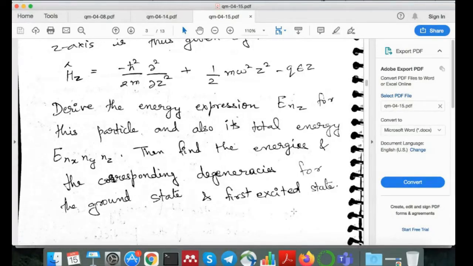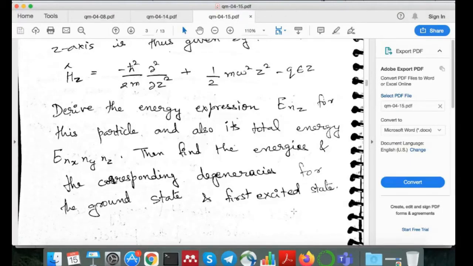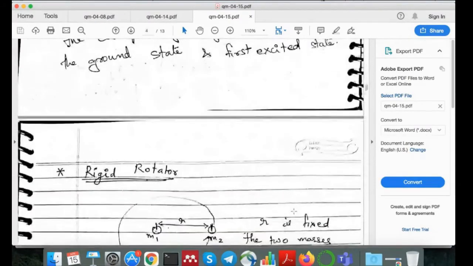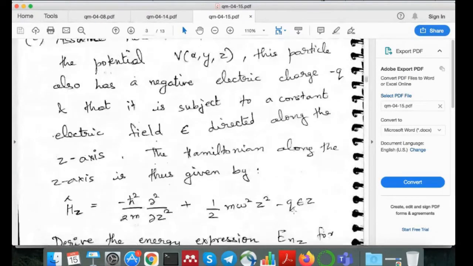So this problem will just show you how to combine two different potentials and solve the Schrodinger equation. All right. Any questions?